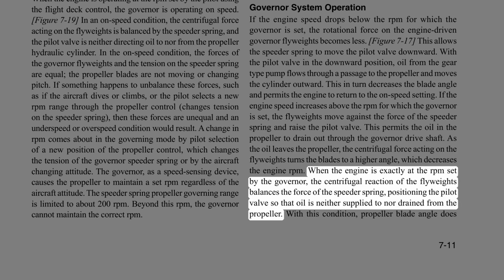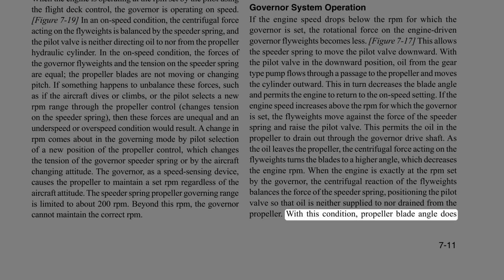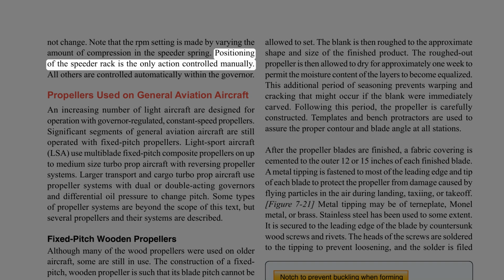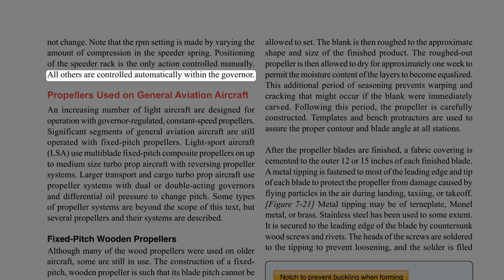When the engine is exactly at the RPM set by the governor, the centrifugal reaction of the flyweights balances the force of the speeder spring, positioning the pilot valve so that oil is neither supplied to nor drained from the propeller. With this condition, propeller blade angle does not change. Note that the RPM setting is made by varying the amount of compression in the speeder spring. Positioning of the speeder rack is the only action controlled manually. All others are controlled automatically within the governor.